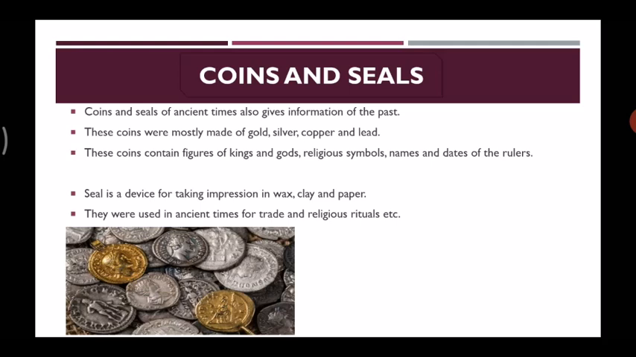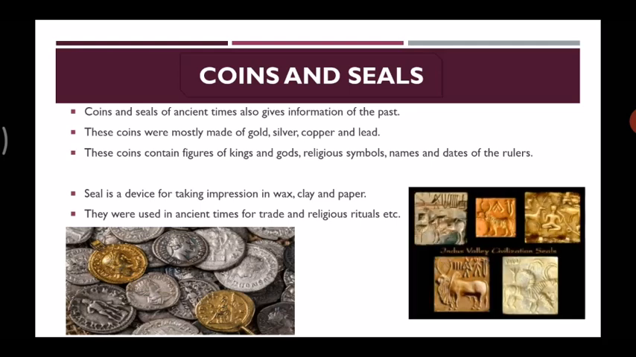Next are seals. A seal is a device for making an impression in wax, clay, and paper. Now you all also have your school stamp, so that will also come under seals. They were used in ancient times for trade and religious rituals, etc. These are some examples of seals of ancient civilization.